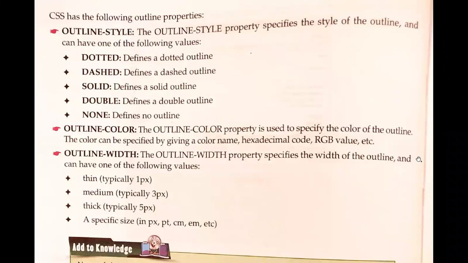Now we will discuss the outline color also. The outline-color property is used to specify the color of the outline. As the name suggests, it is very easy to understand. The color can be specified by giving a color name, a hexadecimal code, or an RGB value. So now you may think, sir, what is the hexadecimal code and RGB value? These are representative measures, or you can say methods, to represent a color.